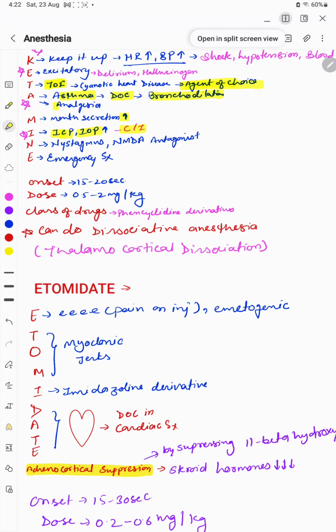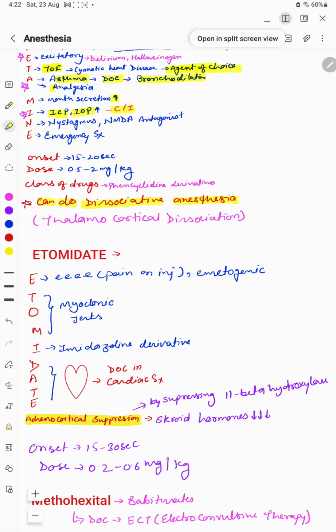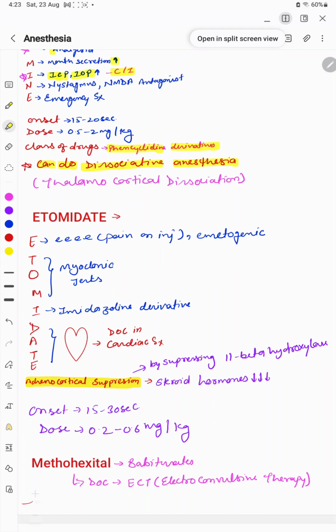They will not ask the onset in the exam. You need to remember that ketamine can do dissociative anesthesia. Also remember the class of drug: ketamine is a phencyclidine derivative.